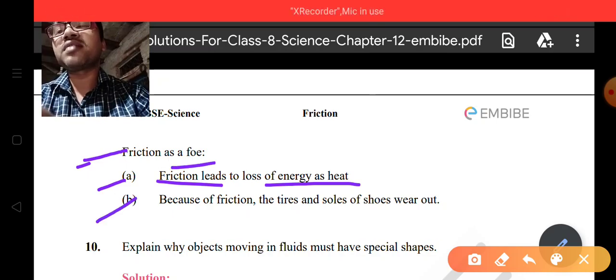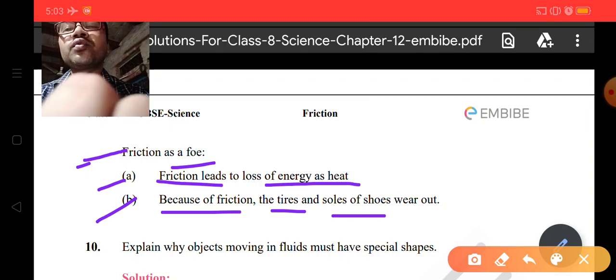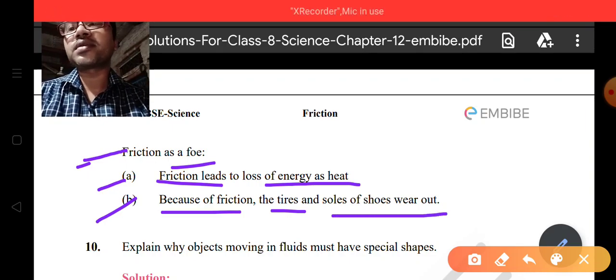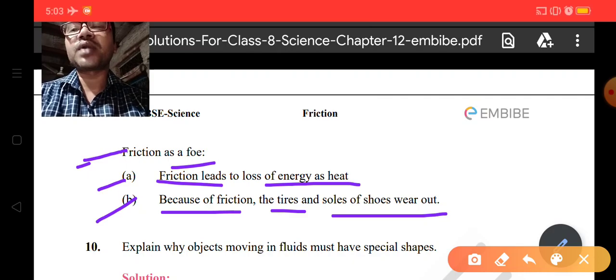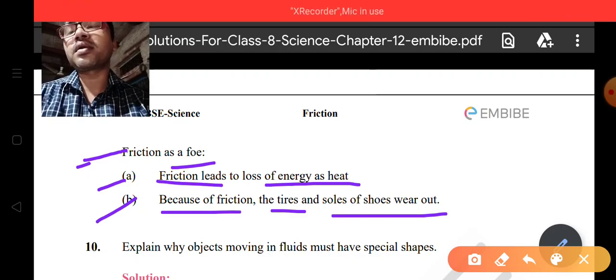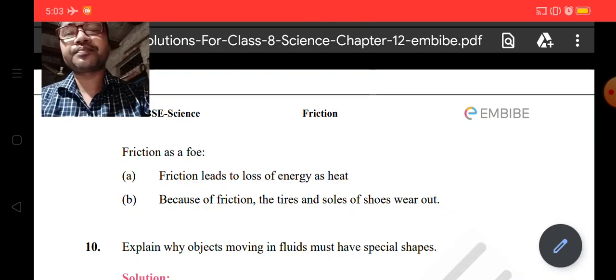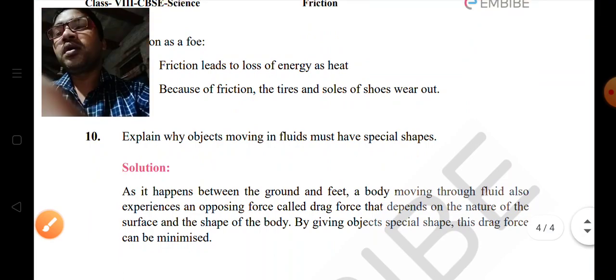Now the second case is because of friction the tires and soles of shoe wear out. तो यहाँ पे देख सकते हैं फ्रिक्शन की वजह से जो टायर और सोल्स होते हैं शू के वो वियर आउट हो जाते हैं. तो ये भी एक यहाँ पे फ्रिक्शन वो जैसा बिहेव करता है.